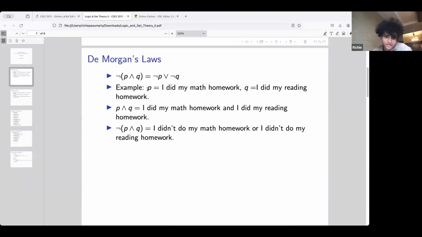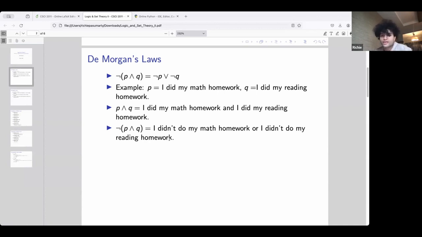Here's an example. If P is the statement, I did my math homework, and Q is the statement, I did my reading homework, then P and Q would mean that both of those are true. So P and Q is, I did my math homework and I did my reading homework. The negation of this statement would be like the opposite of that, if you get what I'm saying. So I either didn't do my math homework or I didn't do my reading homework. So as you can see, the negation of P and Q is I didn't do my math homework or I didn't do my reading homework.